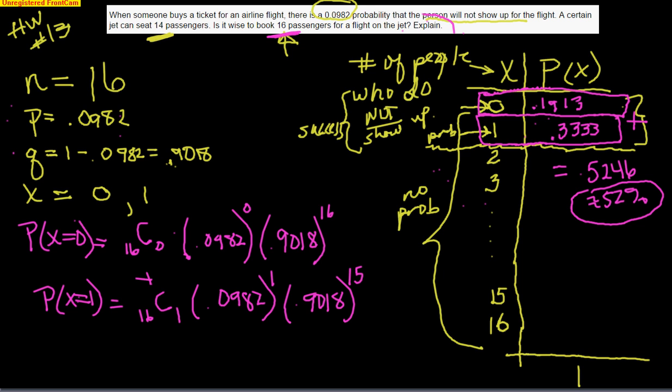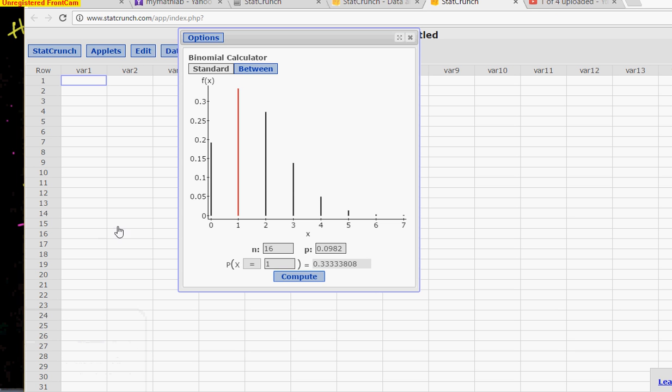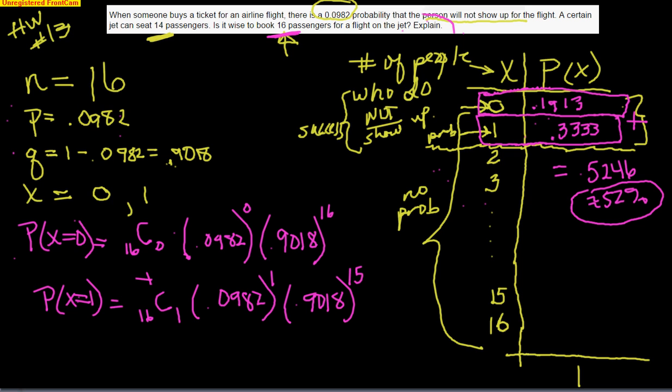Just running back here to show you with StatCrunch, what's nice about the binomial calculator on StatCrunch is you actually can do an inequality. We could have put in what's the probability that x is less than or equal to 1. So that would include the 1 and the 0. And you can see here it matches up, 0.5246. So really use technology to your advantage and to make things go a little faster.